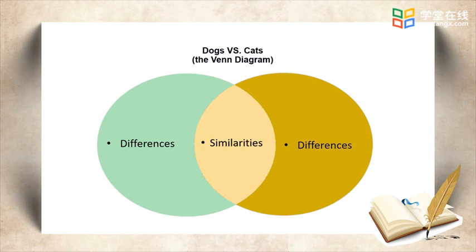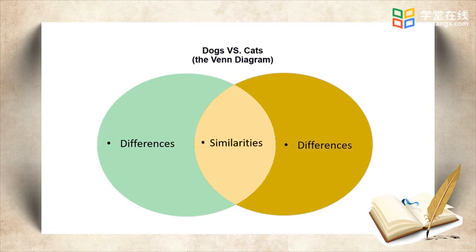There are two circles here. The green one is for dogs, while the yellow one is for cats. You can see an overlapping area of two circles here. Both circles share their area. Let's save it for the similarities between the animals, and the remaining areas are for the differences.